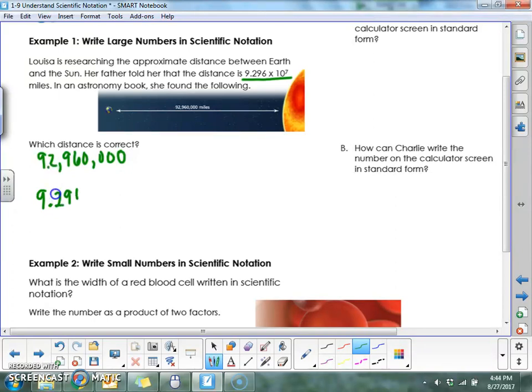So I'm going to go ahead and bring down all the other numbers: 2, 9, 6. And I'm going to count how many times I need to multiply this by 10 in order to get this number that we started with. So if I move my decimal place in between my 9 and my 2, I'm going to have to multiply by 10 seven times in order to get that decimal place moved over 7 times to the right. So this number is written as 9.296 times 10 to the 7th. What do you notice about these two? They're both the same. So the two numbers are correct.